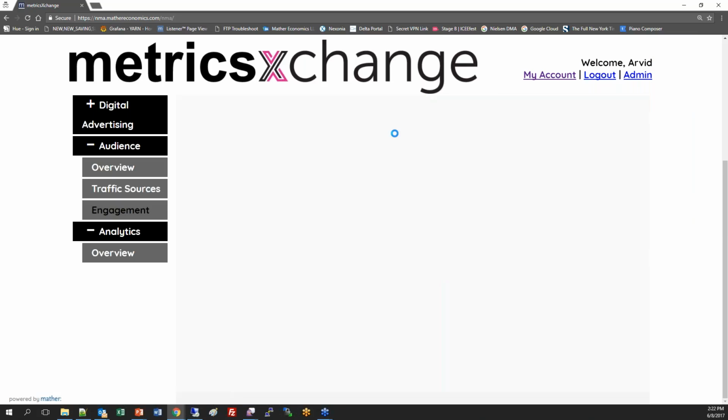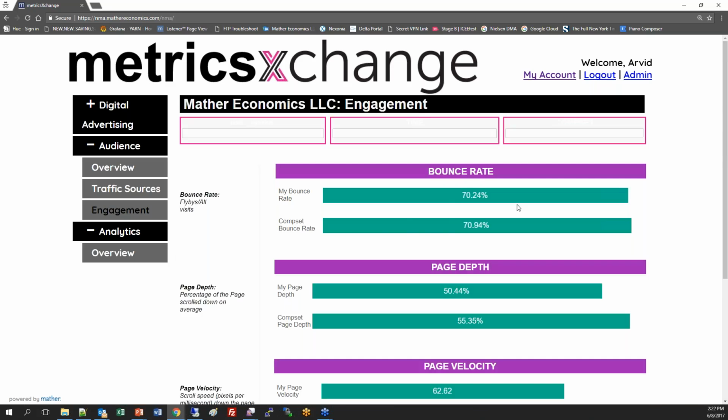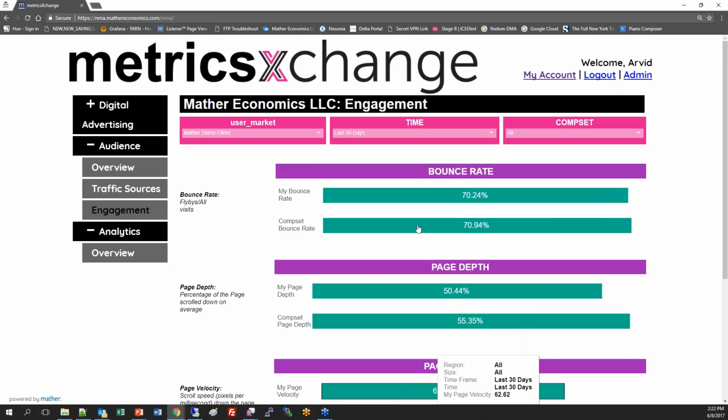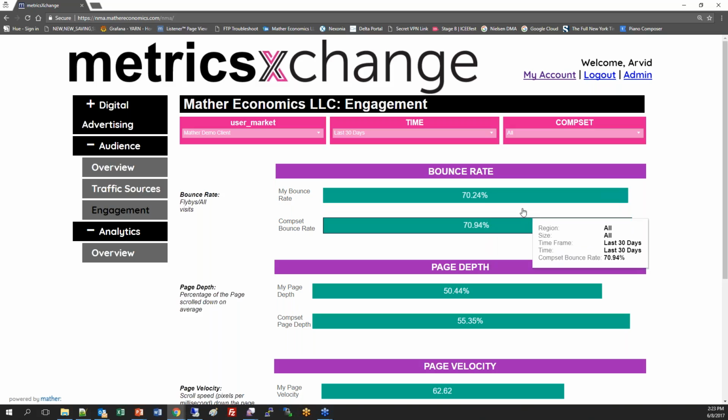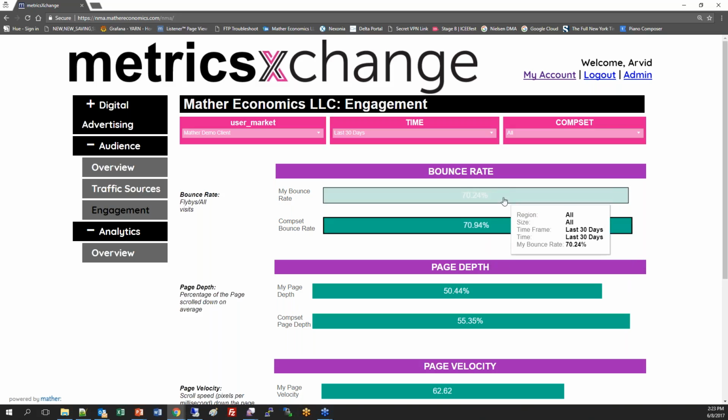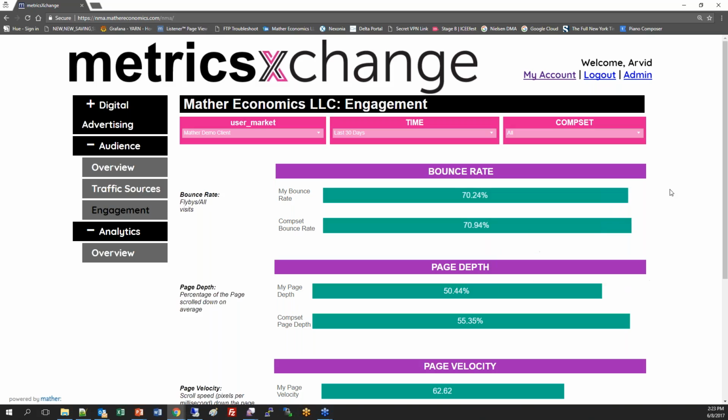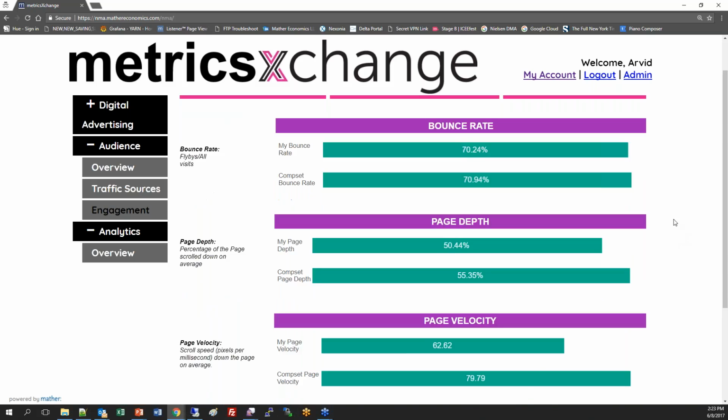And then lastly, on audience, we have some more data on engagement. This is looking at some metrics that may sound familiar. So bounce rate, I think that actually exists in Google Analytics as well, so we define it the same way, pretty much. It's the proportion of flybys versus all users. A flyby is essentially someone who has exactly one page view and then they leave the site. So that's the rate here. And you can see I'm pretty much in line versus the comp set here, about 71% is the industry average.